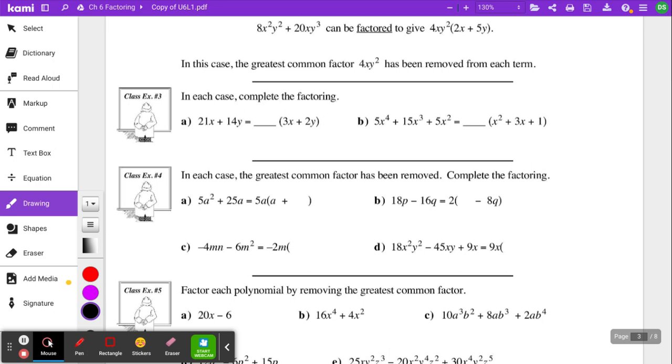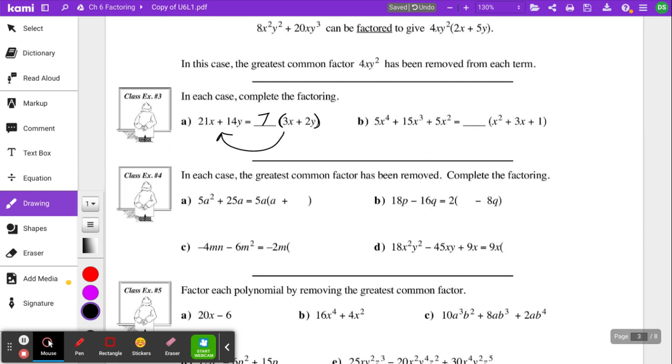Okay? All right. So when you look at 21x and 14y, what do you think is common between the 21x and the 14y? 7. So you take a 7 and you put it in front. You basically are factoring that out and leaving yourself a bracket with the rest of it. Is it true that 7 times this stuff will get me back to the original? Okay, you have factored then. That's what it was to factor.